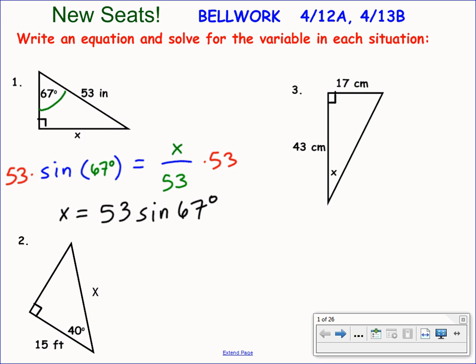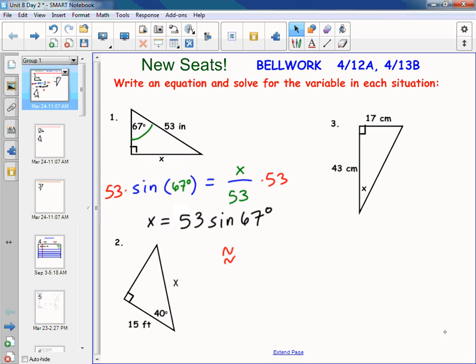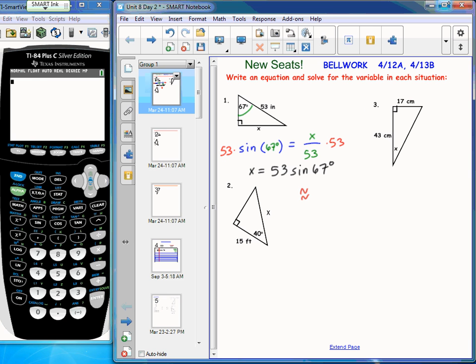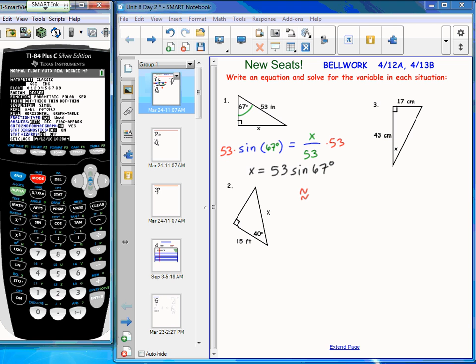I don't know what that is, though, so I'm going to go to the calculator and get an approximation. On my calculator, I'll make sure that I'm in the proper mode. We had 67 degrees, so I'm going to make sure that I'm in degree mode, and I am. Now on my home screen, I can simply enter 53 times the sine of 67 degrees, close input, and that's about 48.79. Raise your hand if you had about 48.79. Way to go, you guys. That's awesome.